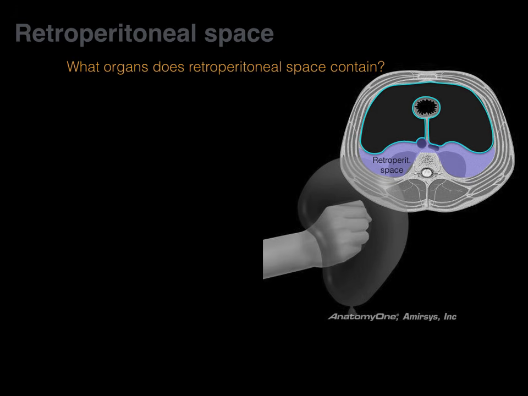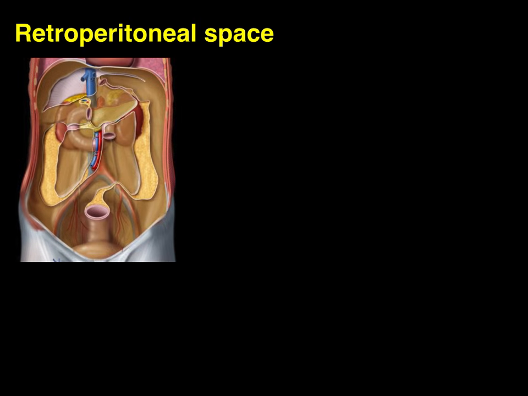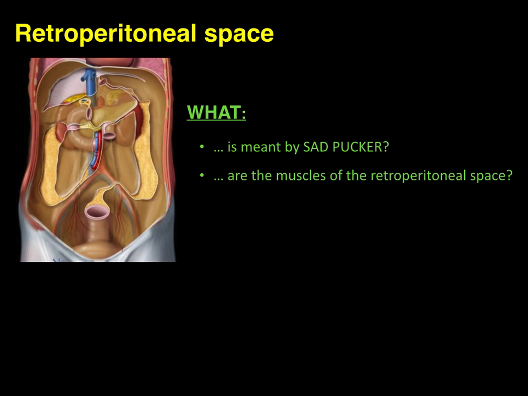And then what organs does the retroperitoneal space contain? SAD PUCKER. So this video tutorial is going to be covering the retroperitoneal space, and we'll answer the questions: what is meant by SAD PUCKER? What are the muscles of the retroperitoneal space? And what is the lumbar plexus?